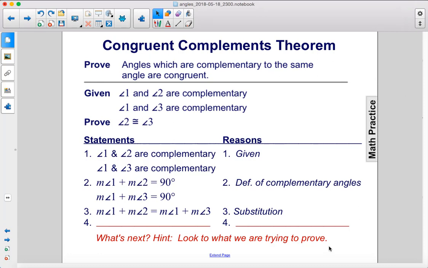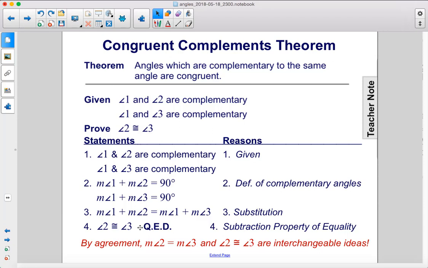What's next? Hint, look to what we're trying to prove. And finally, we subtract the measurement of angle 1 from both sides of this equation because of the subtraction property of equality, and that gives us the measurement of angle 2 equals the measurement of angle 3. Therefore, angle 2 is congruent to angle 3 because, by agreement, if the measurements of these two angles are equal, then the angles themselves are congruent.